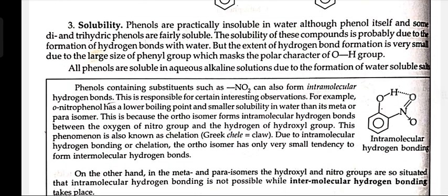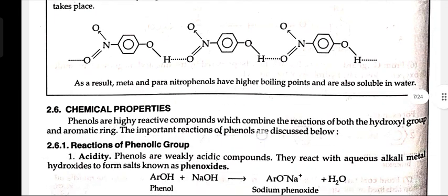Third one is solubility. Phenols are practically insoluble in water, although phenol itself and some di and trihydric phenols are fairly soluble. The solubility of these compounds is probably due to the formation of hydrogen bonds with water. But the extent of hydrogen bond formation is very small due to the large size of the phenyl group, which masks the polar character of the OH bond. All phenols are soluble in aqueous alkaline solutions due to the formation of water soluble salts.